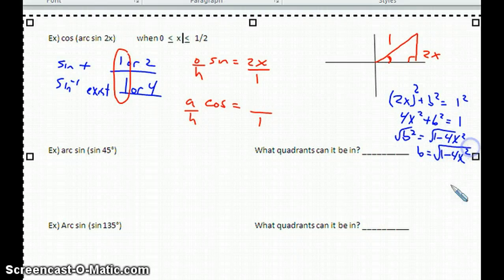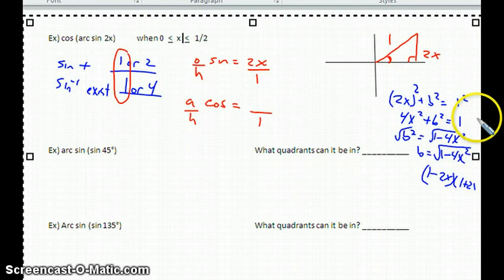Now, a common mistake that students will make when they get to this point is they'll say, oh, this is the difference of two squares, so this has to be 1 minus 2x. Well, I can't take the square root of this binomial, because if this is the difference of two squares, when I factor this out, I get 1 minus 2x and 1 plus 2x. So this is not a perfect square at all.